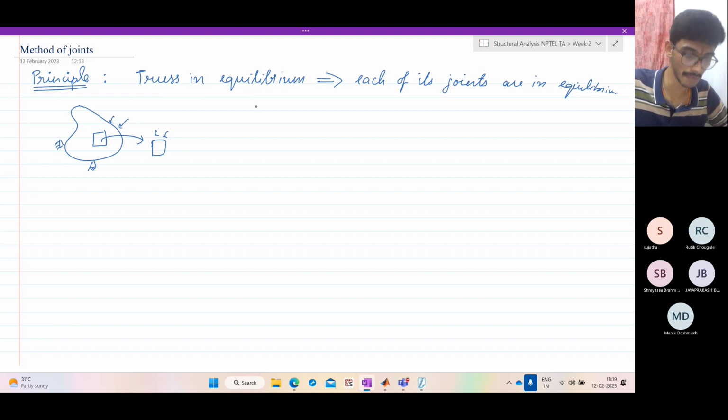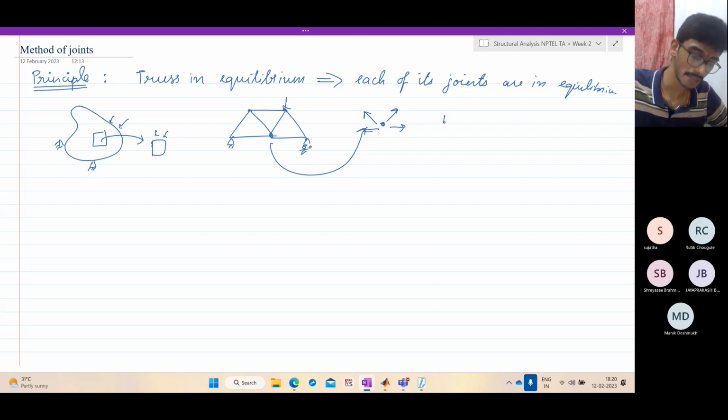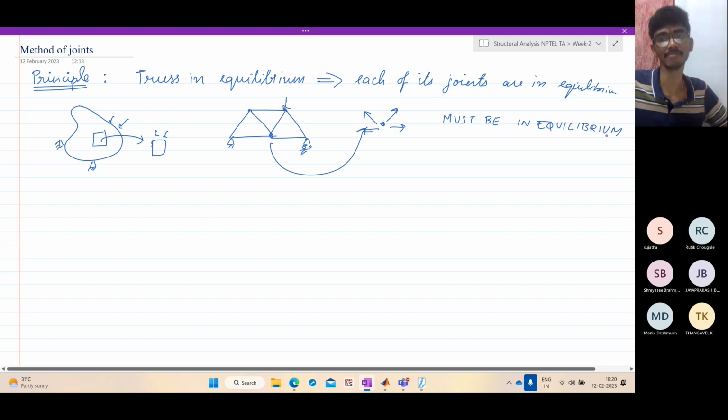If a truss is in equilibrium, if you take the previous truss that I drew, the truss overall, if it is in equilibrium, you take one joint of it with all the forces that are acting on it, it should be in equilibrium. Must be in equilibrium. Then, what is the procedure?